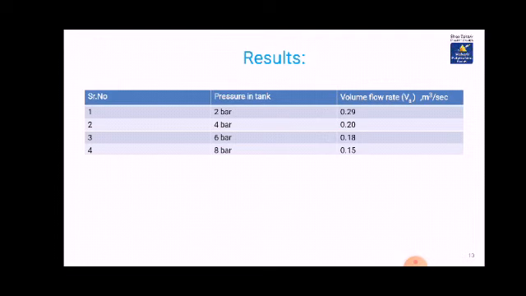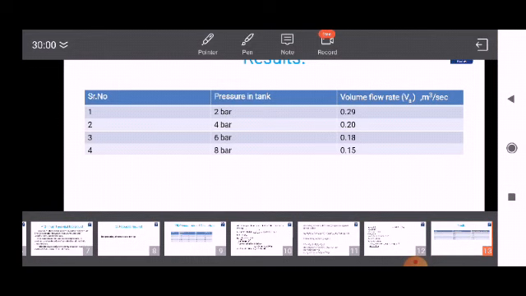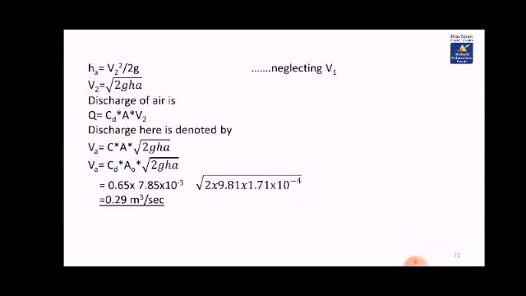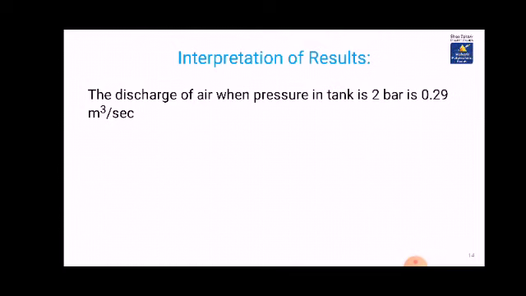The results are: first, for 2 bar we got 0.29, that is volume flow rate VA in meter cube per second. For 4 bars we will get 0.20, for 6 bar we will get 0.18, and for 8 bar 0.15. Interpretation of results: the discharge of air when pressure in the tank is 2 bar is 0.29 meter cube per second.